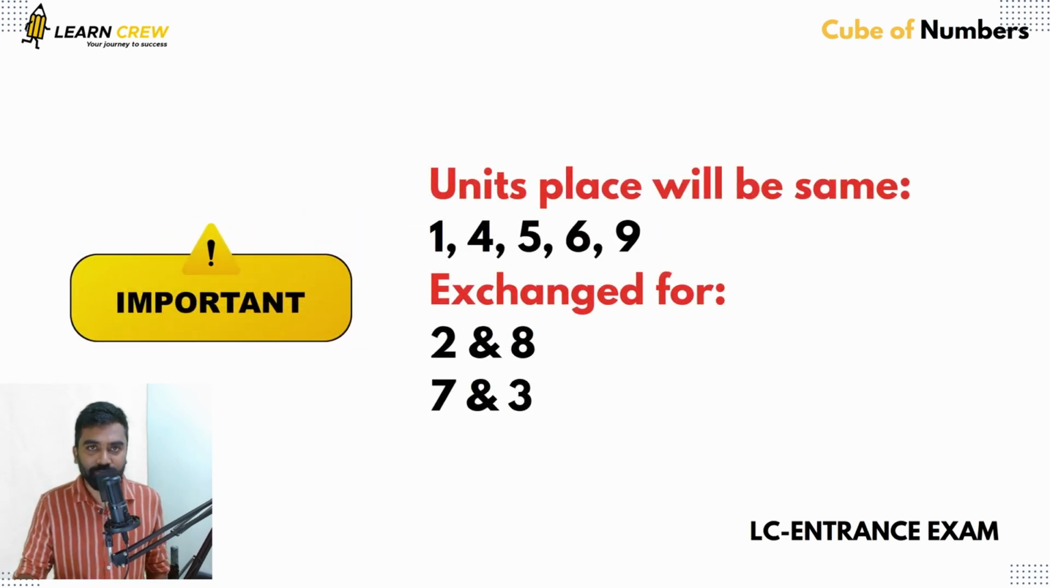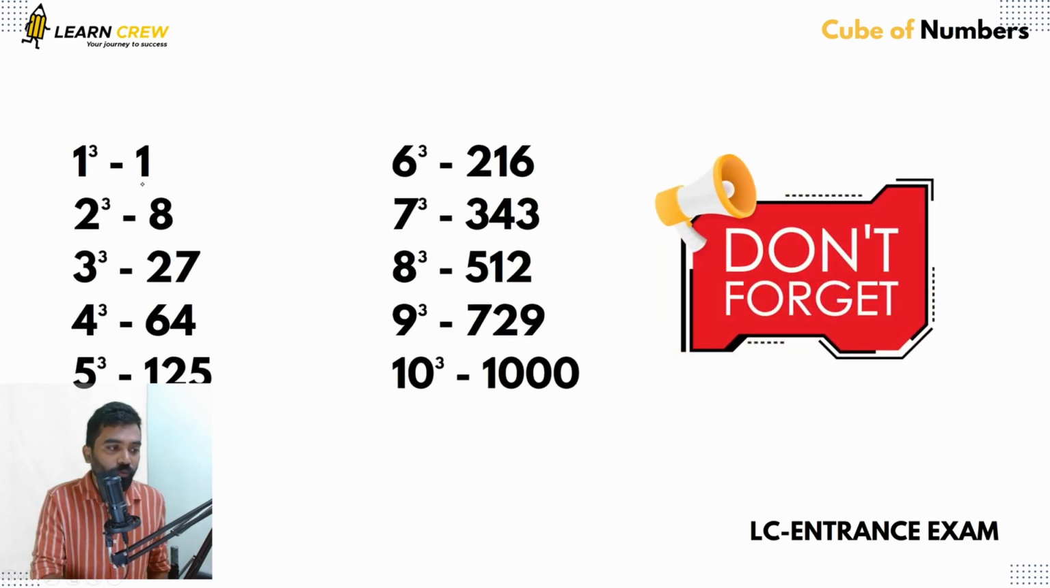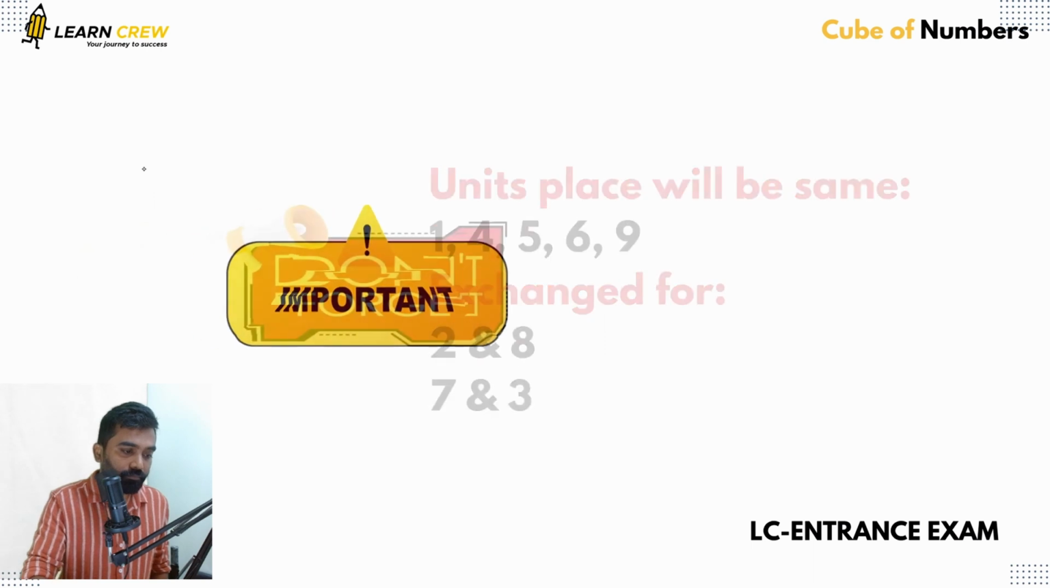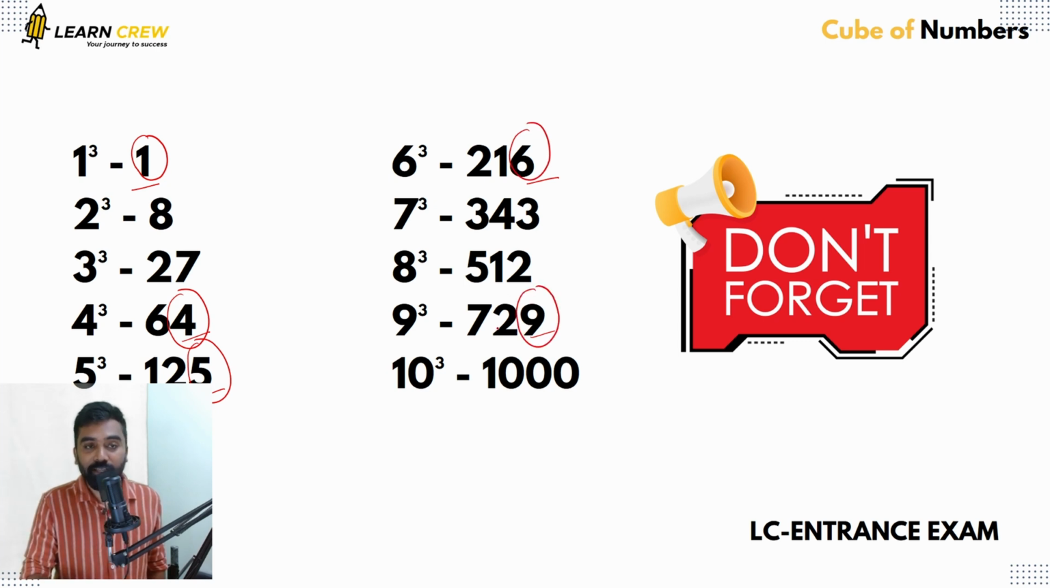Now if you observe the cube of 1, the cube of 4, 5, 6, 9, everything has the same number in its units place. For 1 cube it is 1, for 4 cube the units place is 4, for 5 cube the units place is 5, for 6 cube the units place is going to be 6, and for the 9 cube the units place is going to be 9.